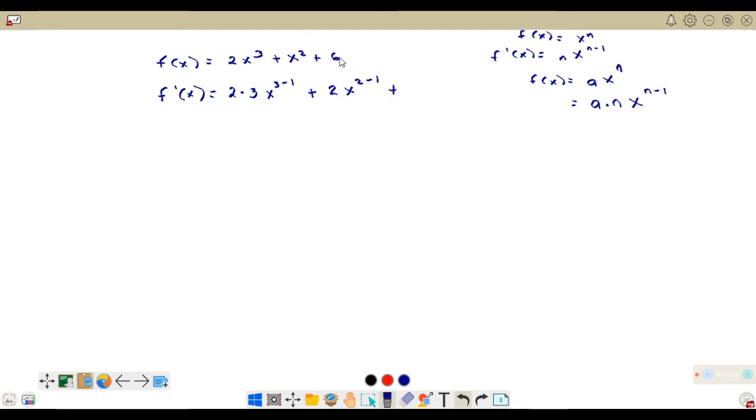Plus, 6 has no variable affixed. But actually, there is a hidden x raised to 0 there, and 0 times 6 is equal to 0. So, 0 is the whole value of the first derivative of 6.